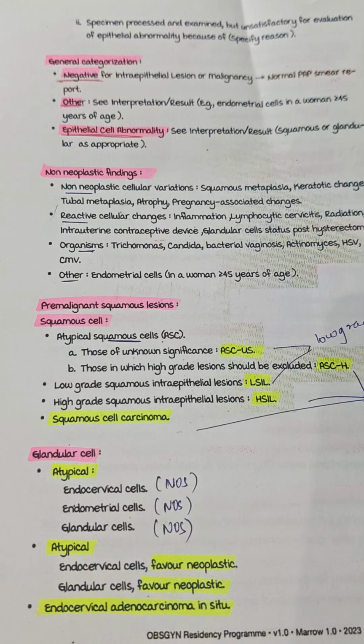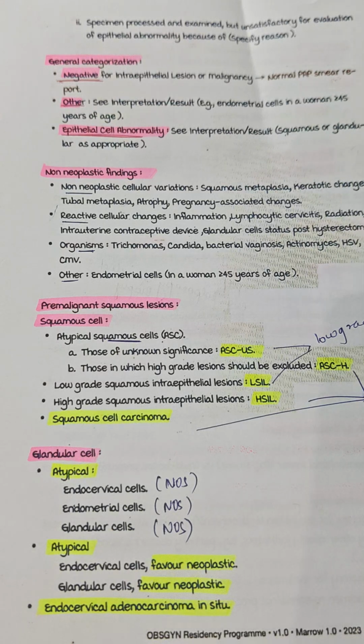Non-neoplastic changes like non-neoplastic cellular variation, metaplasia, keratosis, tubal metaplasia, atrophy, and pregnancy related changes are mentioned. Reactive cellular changes like inflammation, lymphocytic cervicitis, radiation, IUCD, glandular cell status post hysterectomy, and organisms like trichomoniasis, candida, bacterial vaginosis, actinomyces, HSV and CMV, etc.